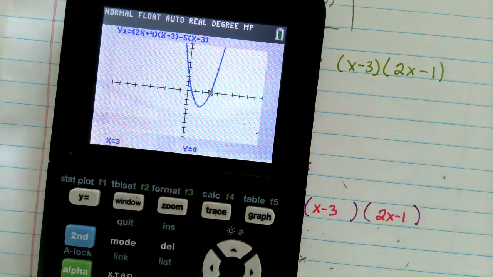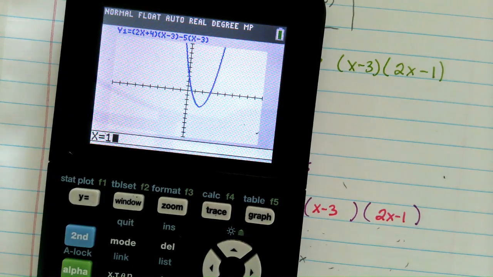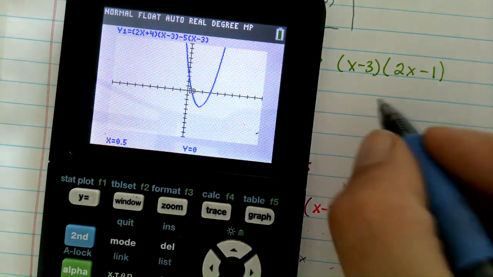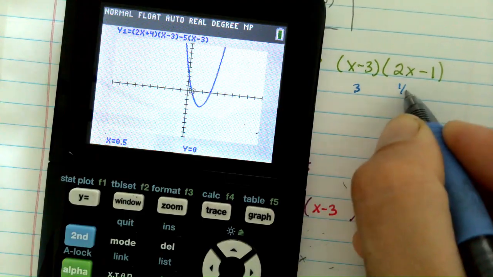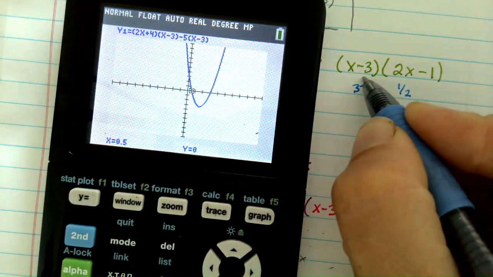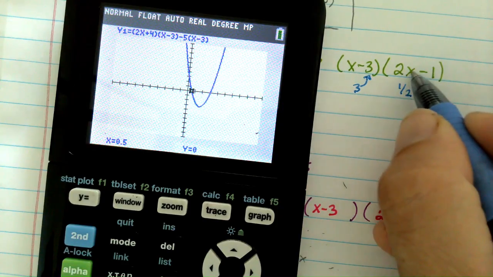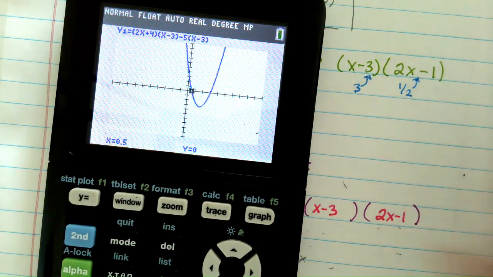The second one looks like it's at 1/2, so let's check. Since I'm still in that menu, I haven't done anything else, I can just go ahead and type 1. See how it puts it next to the x? And oh yeah, it did cross at 1/2. So it crossed at 3 and it crossed at 1/2. Do you see how 3 makes that parenthesis 0? And 1/2 makes that parenthesis 0? 2 times 1/2 is 1, 1 minus 1 is 0, yeah.